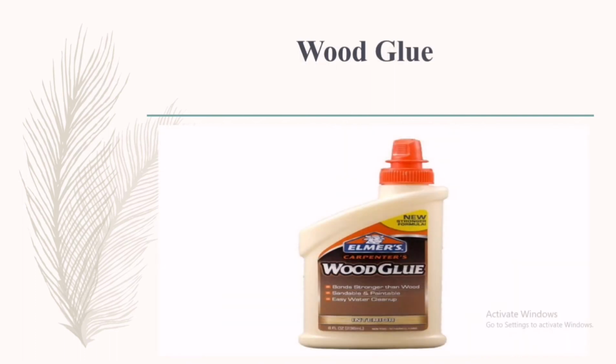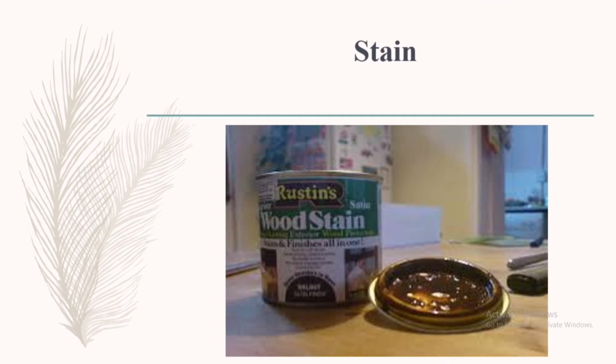And then next one, wood glue. Just like the other types of glue, this is used for fastening. But this type of glue was developed to have a strength suitable for joining woods. And then the last one, we have stain. This is used to darken the color of the wood to improve its look. But remember, stain does not protect the wood. And that's all for the tools, equipment, and materials used in carpentry.